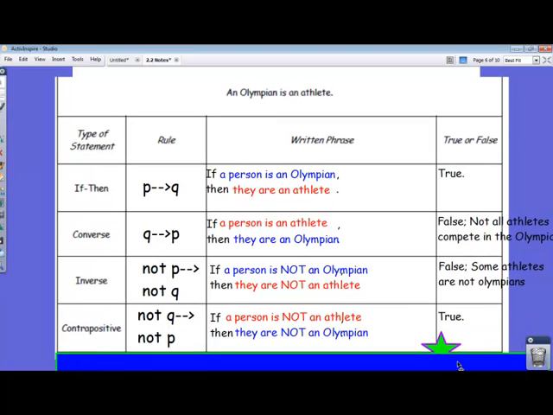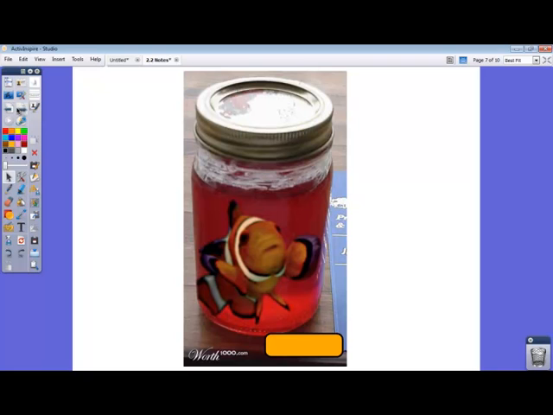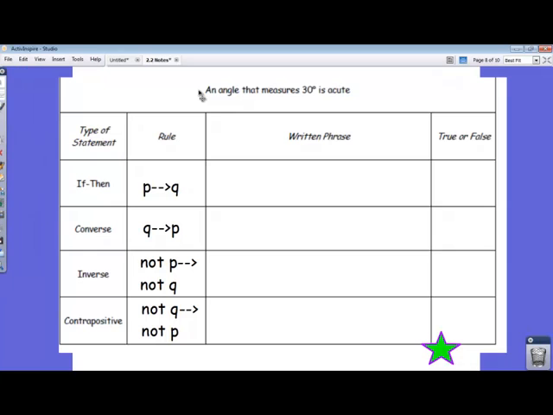Okay, and there is a picture on the next page if you want to take a guess. You can go ahead and pause, take a guess, and your answer is jellyfish. Last one, a little geometry. You have an angle that measures 30 degrees is acute. So go ahead, provide the written phrases, and then decide true or false.